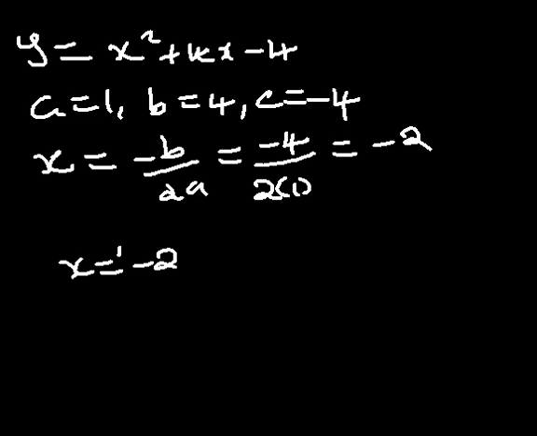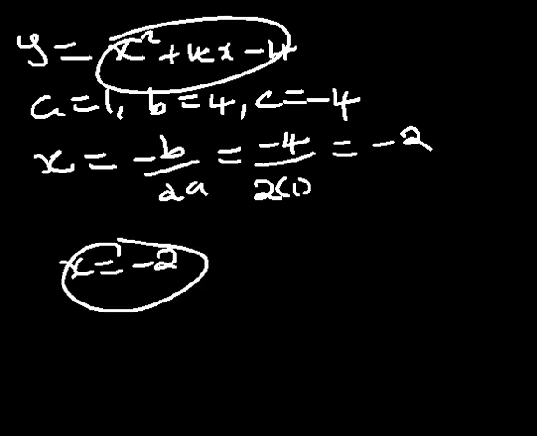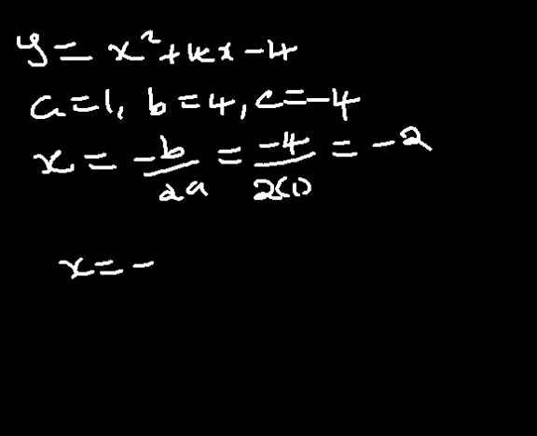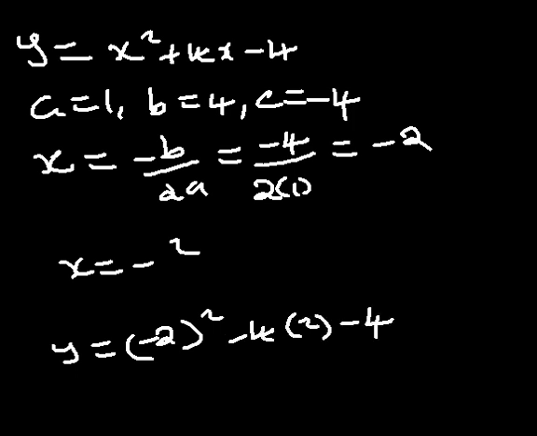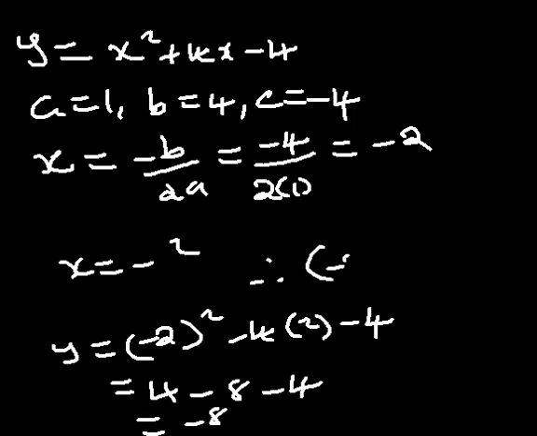We have to substitute x into the original function. That gives y is equal to negative 2 to the power 2 minus 4 times 2, minus 4. That will be 4 minus 8 minus 4, which is negative 8. So the turning point is negative 2, negative 8.